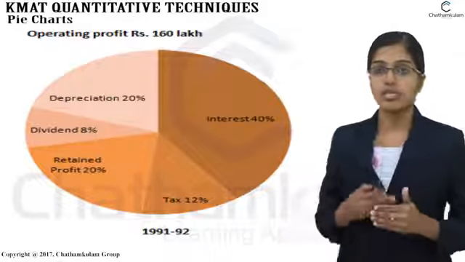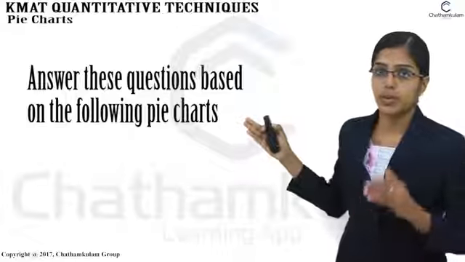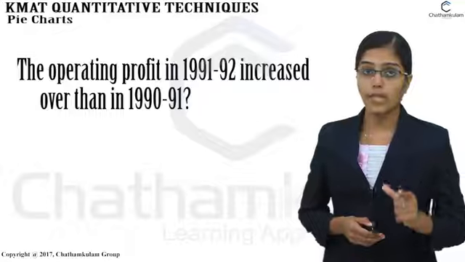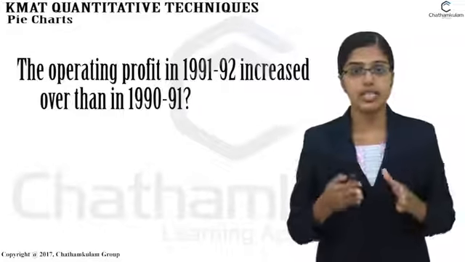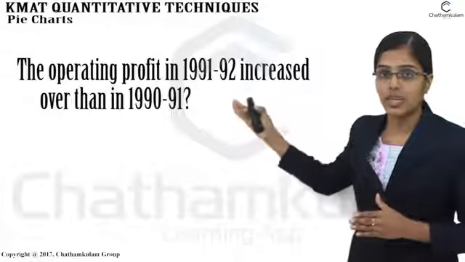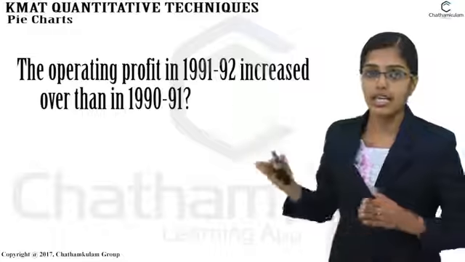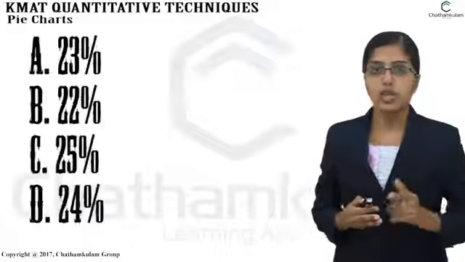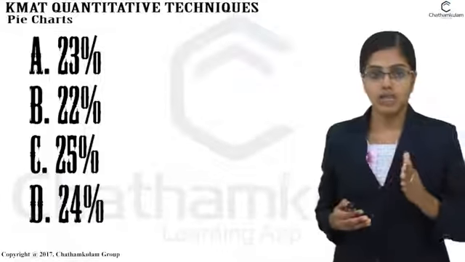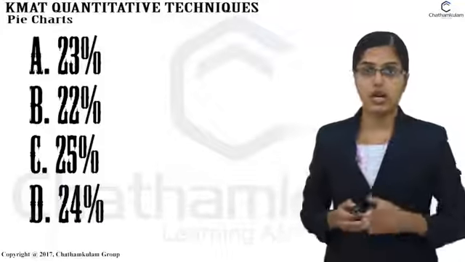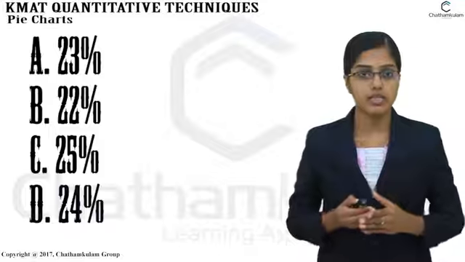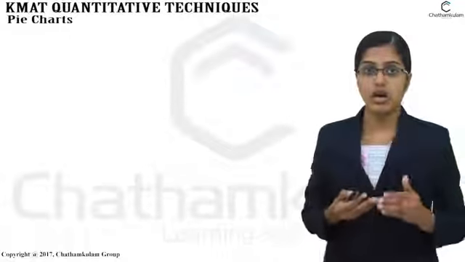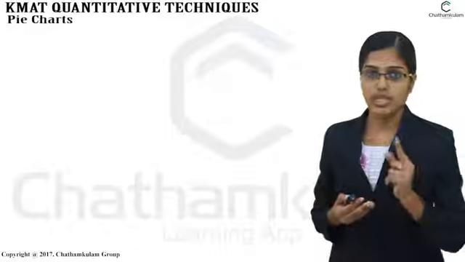So here, first answer these questions based on the following. The first question is: the operating profit in 1991-92 increased over that in 1990-91 by? Option A 23%, Option B 22%, Option C 25%, Option D 24%. So here our answer is option A, 23%.